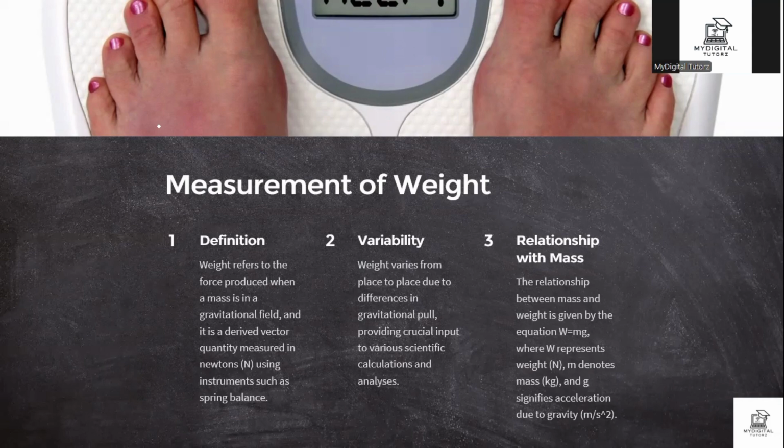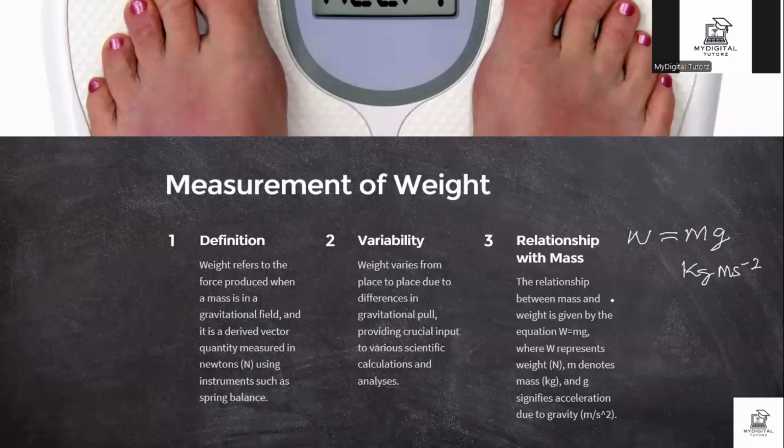In terms of property, weight varies from place to place due to differences in gravitational pull. And we have a relationship, as I said, between mass and weight. So weight, W, is equal to mass times acceleration due to gravity. Mass is measured in kilogram. Acceleration due to gravity is measured in meter per second squared. Is that clear? So this is the derived unit of weight, while Newton is the SI unit of weight.